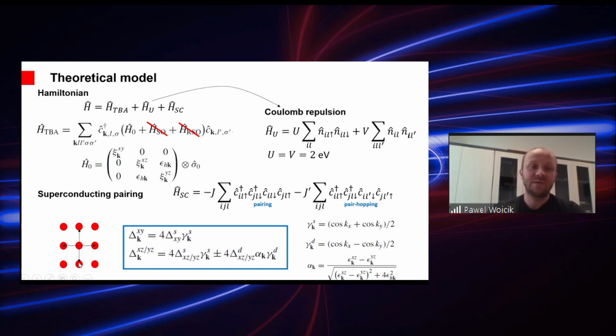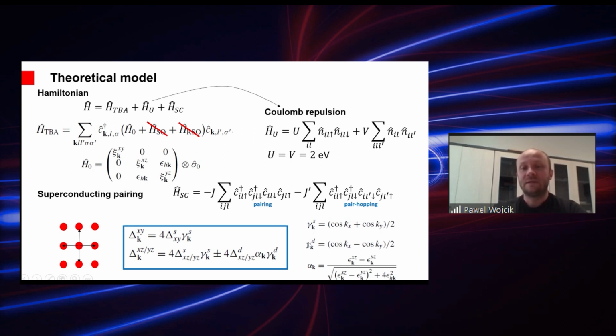So we have a pairing between nearest neighbors here, here, here, and here. So here is the Hamiltonian responsible for the pairing, and here we also have Cooper pair hopping, but the J prime parameter is one order of magnitude smaller than J. And of course, we were able to solve this problem, and we distinguish the energy gap in different bands, and also with different symmetry. Here we have an extended S-wave symmetry, and also the D-wave symmetry.